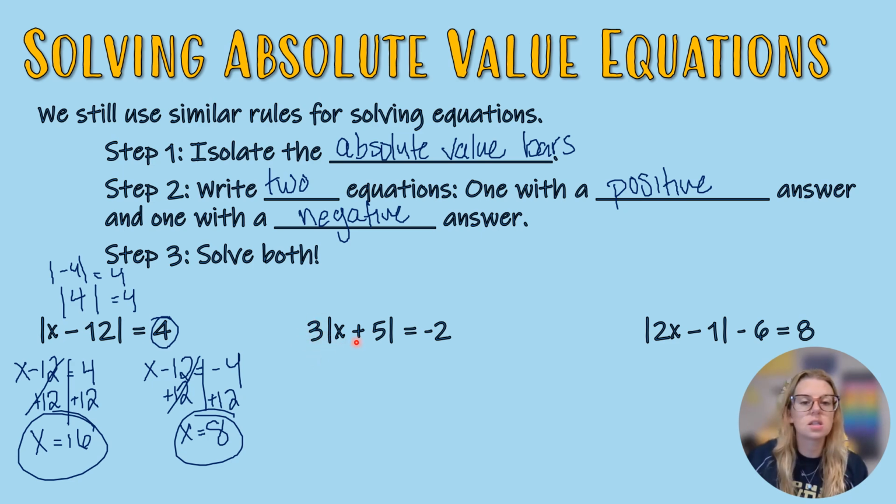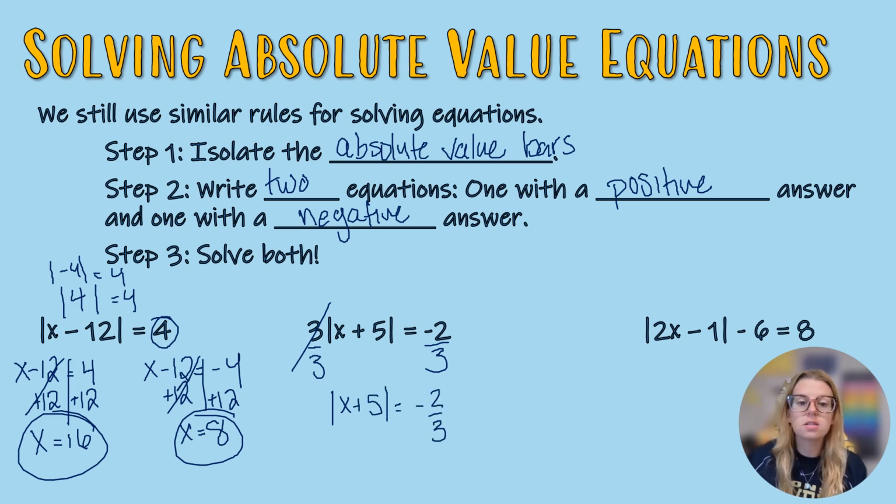So we think about this like if these were parentheses, okay? If these were parentheses, then I would be just distributing that 3. I would be multiplying. So the opposite of multiply is divide. So I'm going to divide by 3 on both sides. Now I have the absolute value of x plus 5 is equal to -2/3.